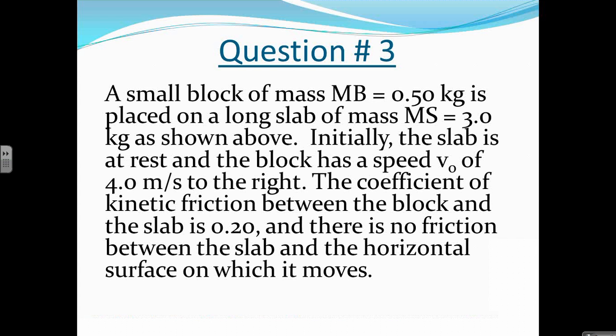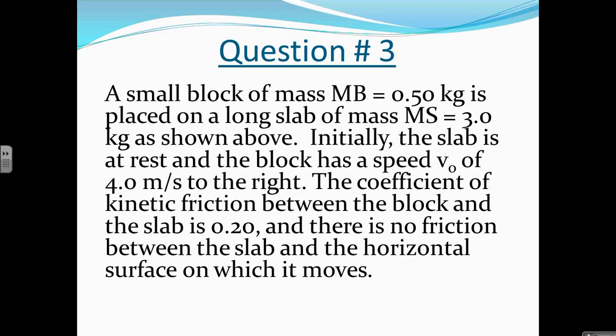In this video, we are going to go over question number 3 and 4 in the friction and forces packet. And we're going to start with question number 3, which has a mass of a block of 0.5 kilograms on top of a slab that has a mass of 3 kilograms.